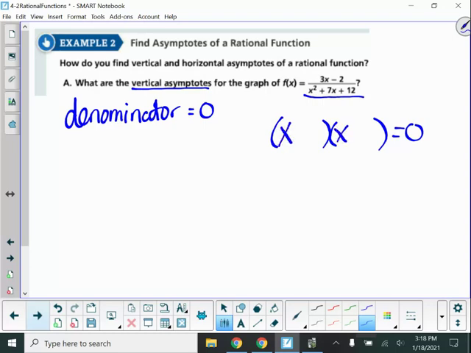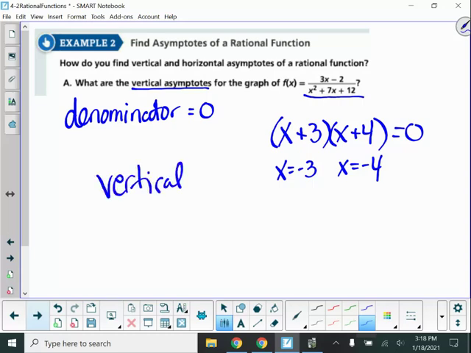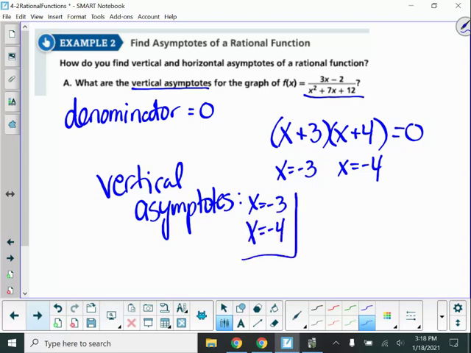My a value in the bottom is equal to 1, so I can factor this into x and x. Now I'm looking for factors of 12 that add to 7. That's going to be 3 and 4. If I solve those, I get x equals negative 3 and x equals negative 4, which means my vertical asymptotes for this question are at x equals negative 3 and x equals negative 4. There are 2 of them. It is possible to have multiple vertical asymptotes.